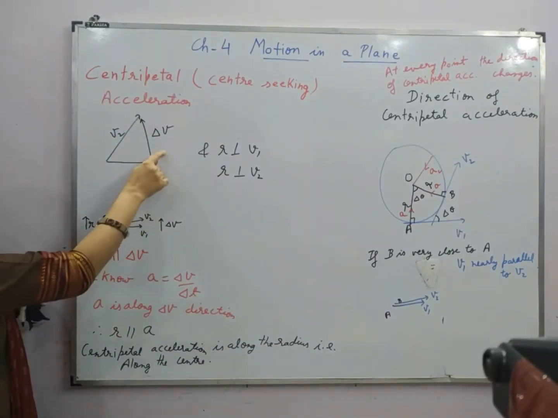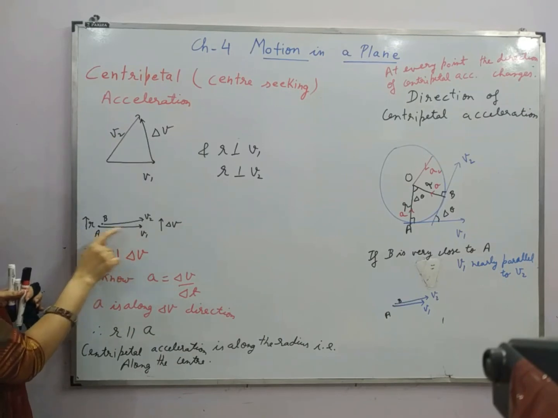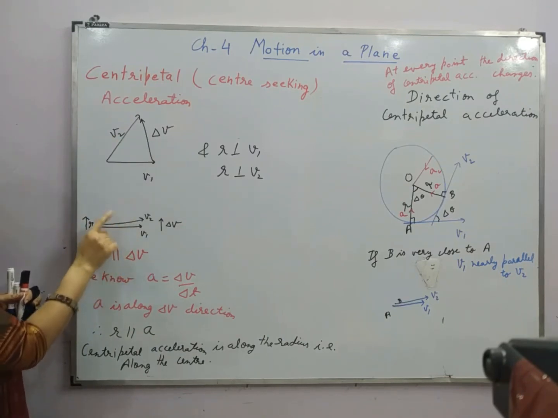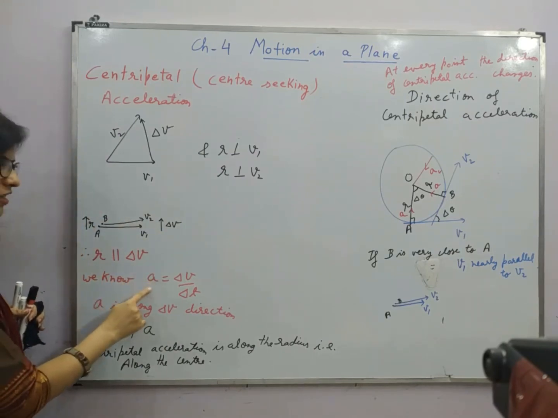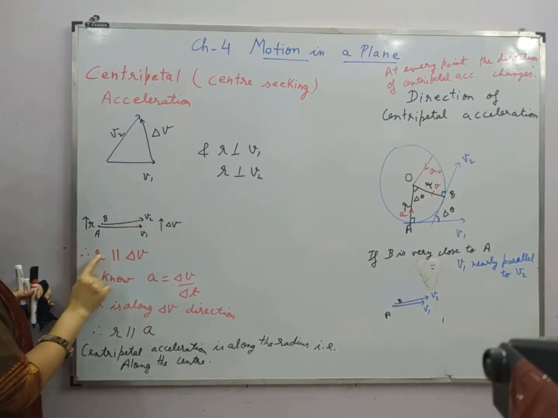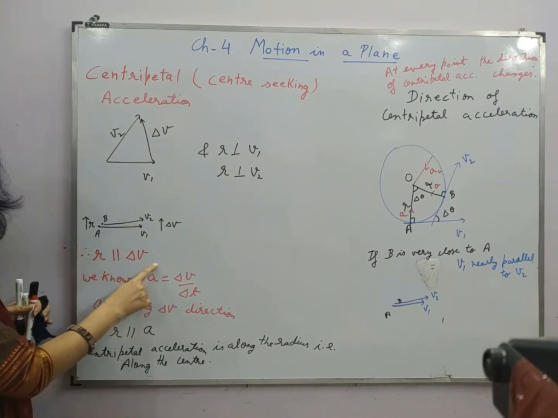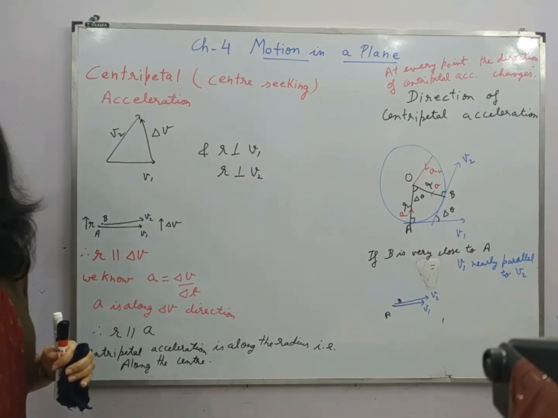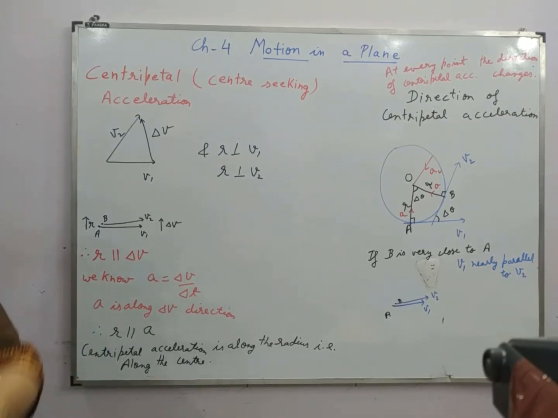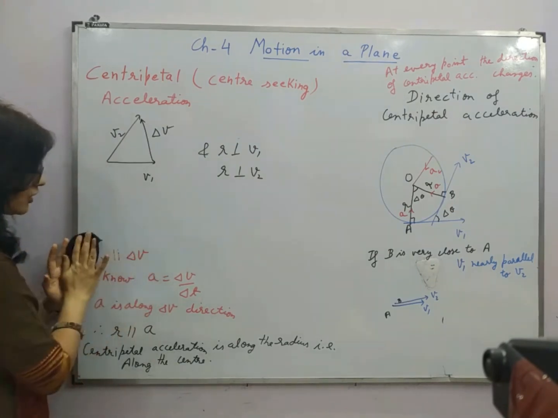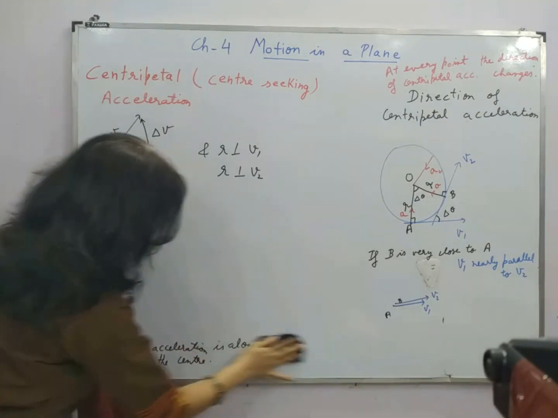Delta V will be this way by this figure if these 2 points are close. So R is perpendicular to v1 and v2. That means R and delta V are parallel to each other. We know that acceleration is along delta V. So R is along acceleration, R is along the center. So you can say that the centripetal acceleration is along the center, right? Now this was for the uniform circular motion case. In uniform circular motion, the direction of the centripetal acceleration is towards the center.